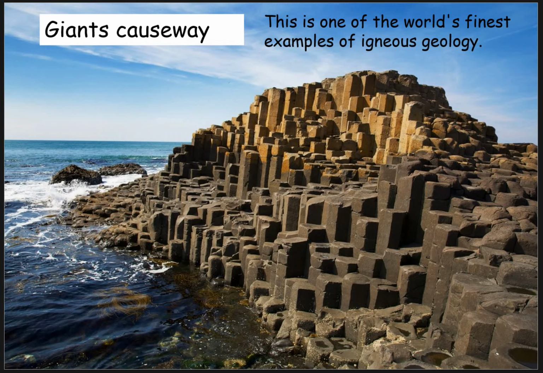It begins around 60 million years ago, and this lava is spread out across the landscape. As it's cooled, it shrank. That shrinking has caused the cracks to form, and those cracks have created the famous six-sided basalt columns that you can see here today. It's one of the finest examples, I think, of igneous geology.